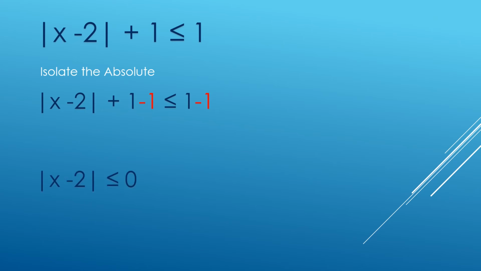Alright, let's look at another example. The absolute value of x minus 2, plus 1, is less than or equal to 1. First, we need to isolate the absolute value. So we're going to subtract 1 from both sides. That's going to leave us with the absolute value of x minus 2 is less than or equal to 0.